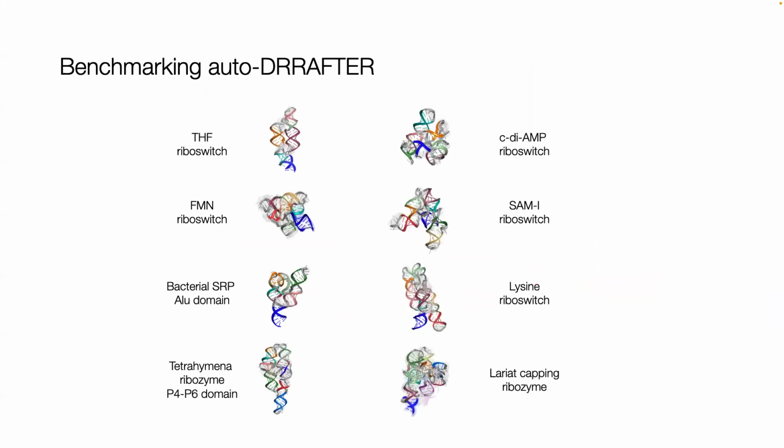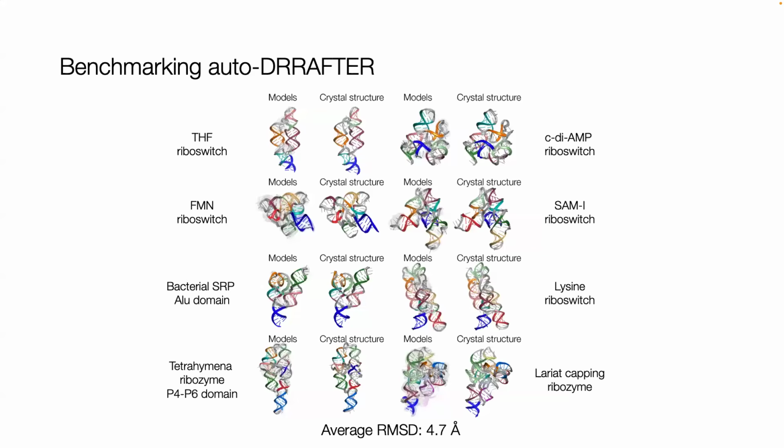So now that we have this method, we want to test how well does it actually work. And so to do this, we went to high-resolution crystal structures of RNA molecules that had previously been solved, and we simulated from those crystal structures low-resolution cryo-EM maps. And then we used AutoDrafter to build models into those maps, and I'm showing here the models for 8 different systems. And then when we compare those models to the high-resolution crystal structures, you can see there's actually quite good agreement, suggesting indeed this method actually is quite accurate.